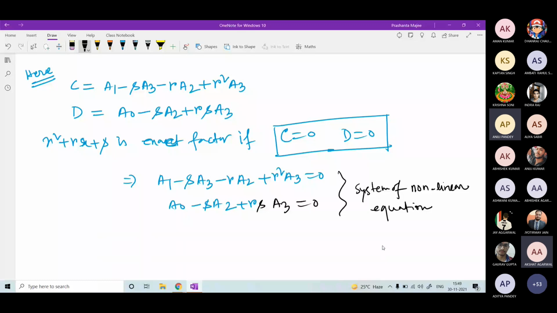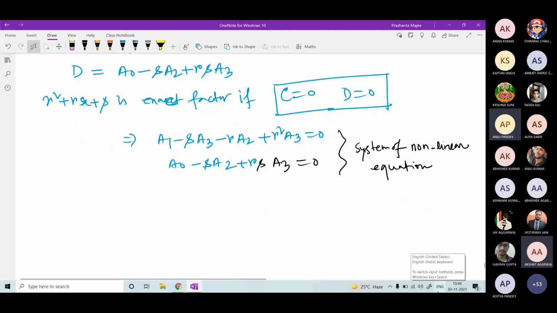You are not saying anything. They are a non-linear system of equations, and non-linear systems of equations are not at all easy to solve. So if somehow you can solve for R and S, then you know what the quadratic factor of the given equation is. Now, nonlinear equations are not easy to solve. So here you have to find some iterative method to solve these two equations.